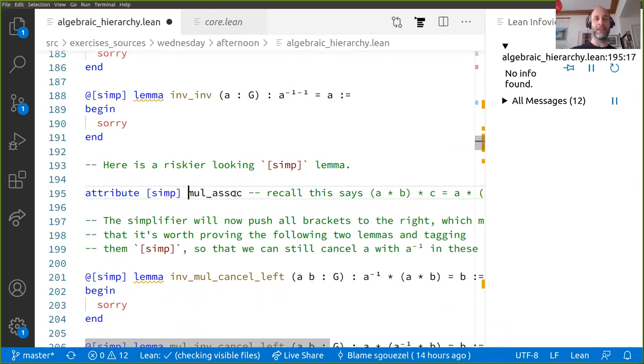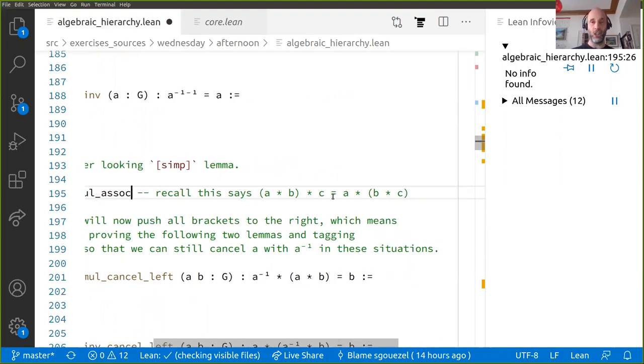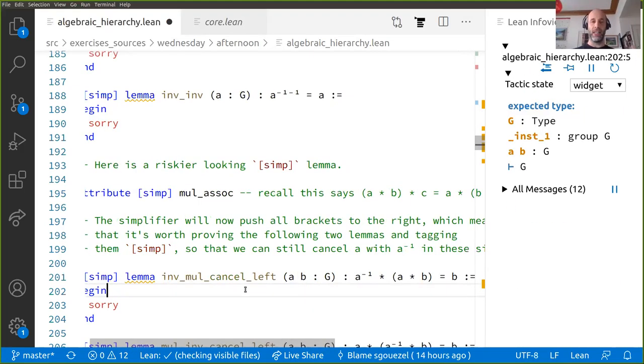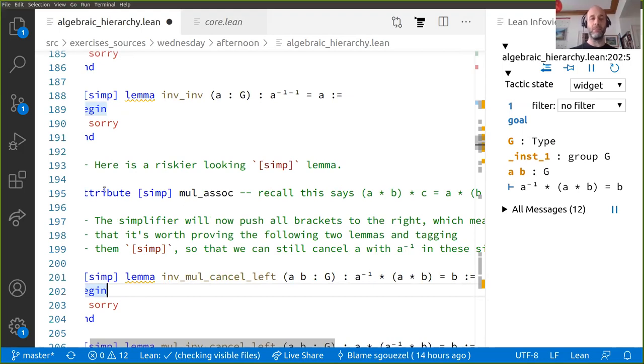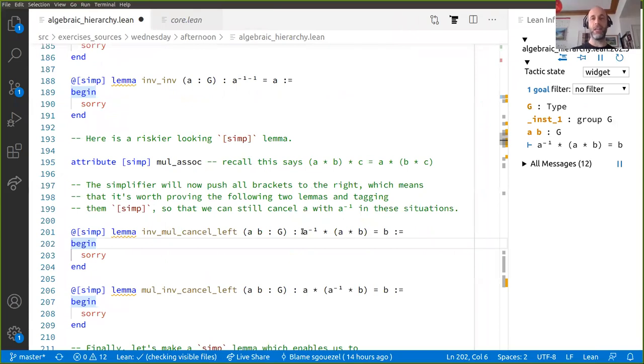And the bad thing about telling it associativity of multiplication is that it shunts all brackets to the right. And so you end up with situations like this, when all the brackets have been shunted to the right, and now Lean can't cancel the A inverse and the A, because they aren't in one bracket, since the simplifier moved all the brackets to the right first. So we have to train the simplifier to solve this goal here.